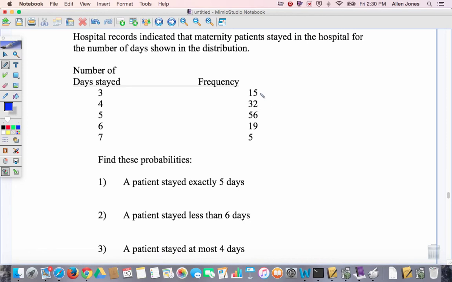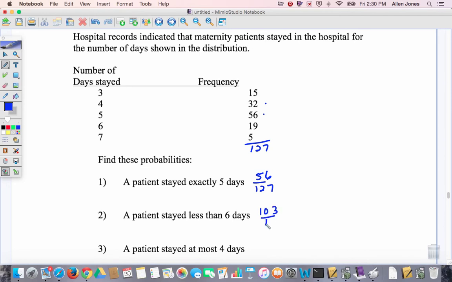One last set here: we have a distribution that shows the number of days stayed at a hospital for maternity leave and how many actually stayed. You can read through that: 15 for 3 days, 32 for 4, 56 for 5, 19 for 6, and 5 for 7. We're going to find probability, so I hope we've established by now that we need to know the total number of patients, which we add together to be 127. From here we simply answer the questions. State exactly 5 days. Here 56 is exactly 5, so 56 out of our total 127.